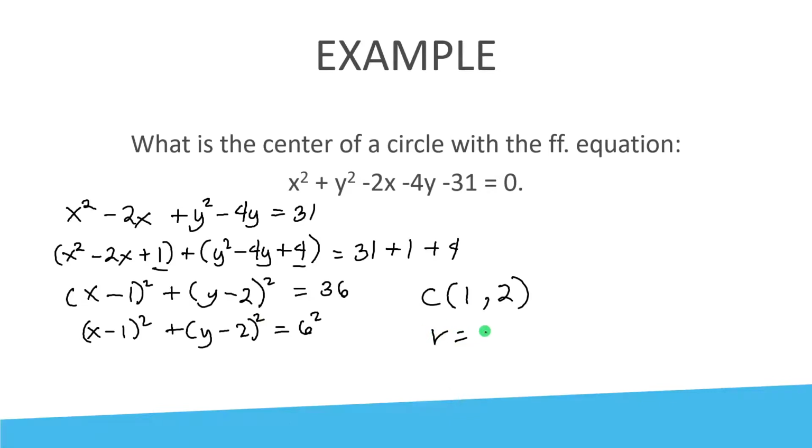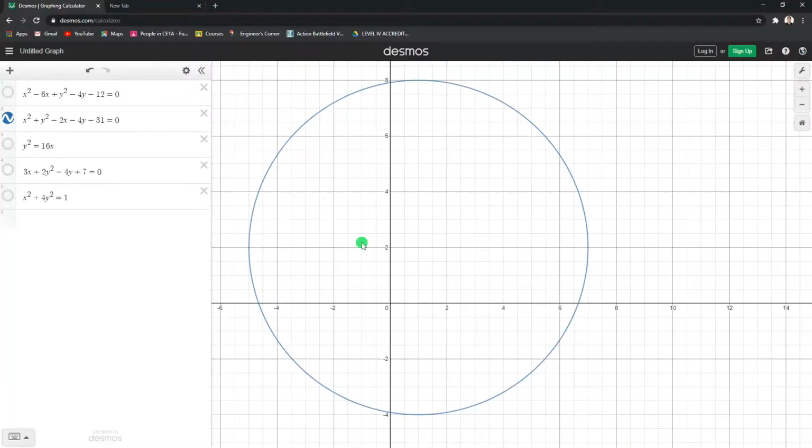Okay? That's your answers. But the center is what is required here. For the drawing, here's your drawing for this general equation. Okay? The center is 1, 2. So 1 unit from the origin going to x, and 2 units to the y. This is the location of the center, and count 6 units from the center to form the circle. Okay? Next.